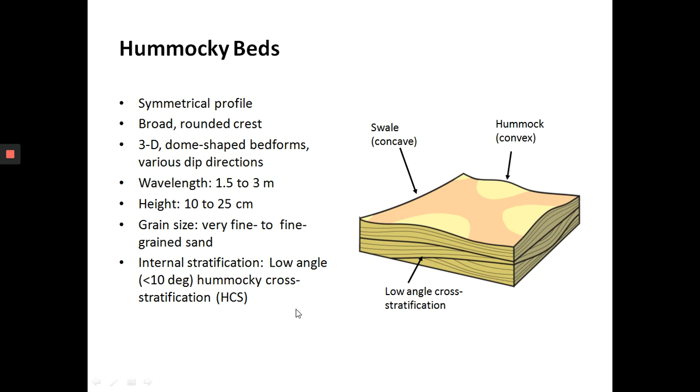Okay. So if you make a cross section of a hummocky bed and look inside it, you can see internal stratification also. But this is in the form of what we call hummocky cross stratification, abbreviated to HCS. Okay, so HCS tends to form laminae, and they are roughly parallel to bedding, but they are undulating. They go up and down following the shape of your hummocks and swales.